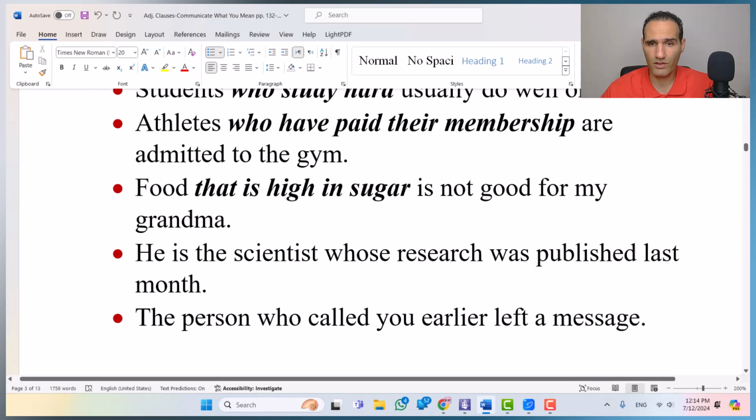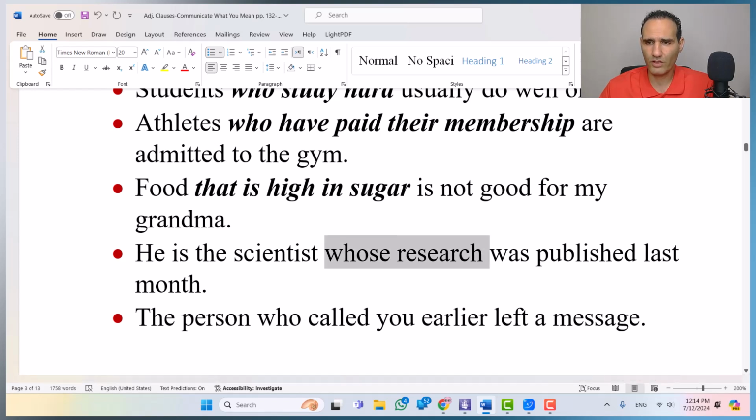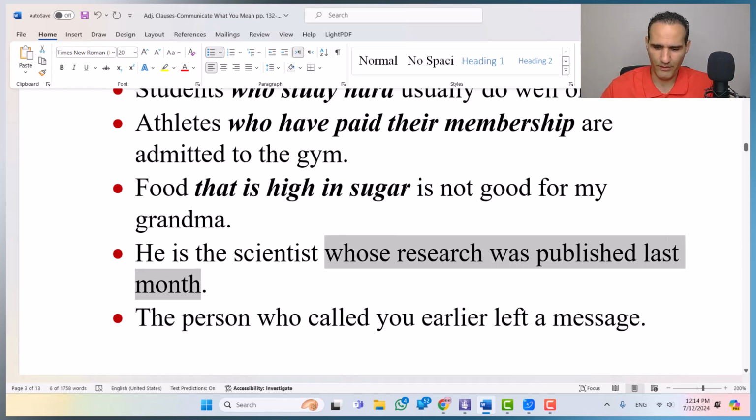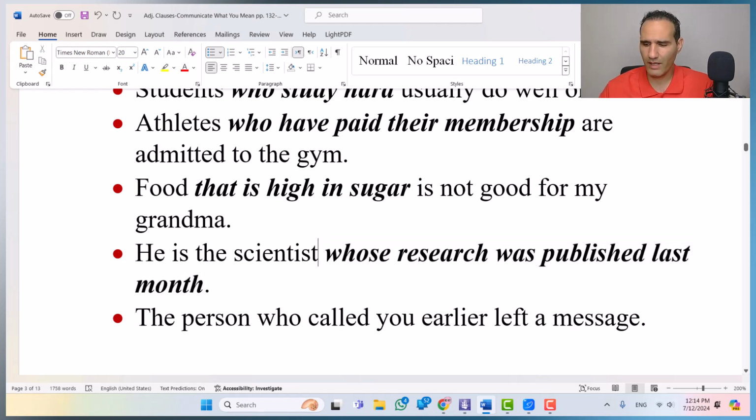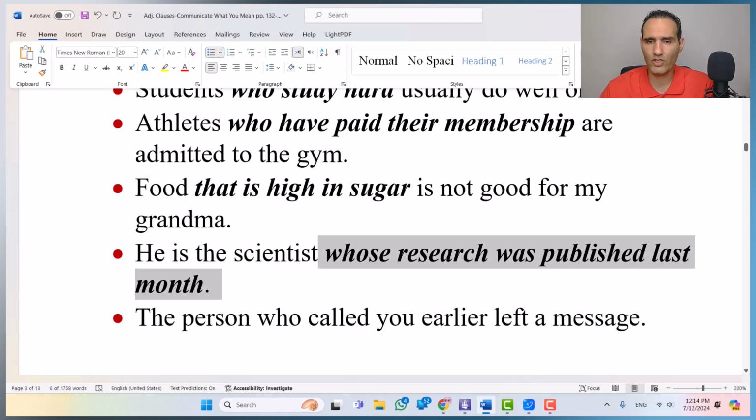Necessary adjective clause, no commas. He is the scientist whose research was published last month. So again, if we do not have this adjective clause, the meaning is incomplete. He is the scientist. He is the scientist what? He is the scientist, and then it is supported by this necessary adjective clause in order to complete the meaning.